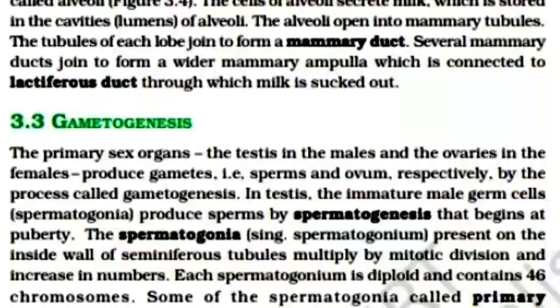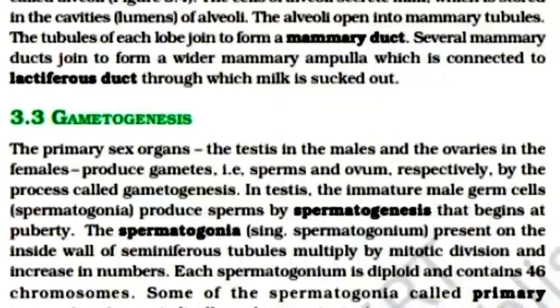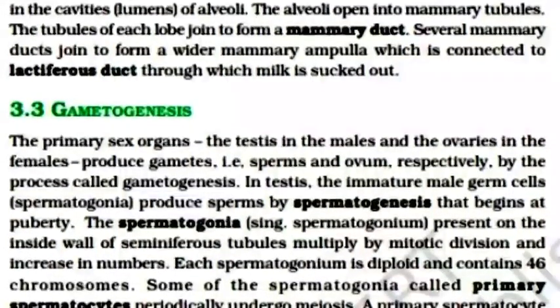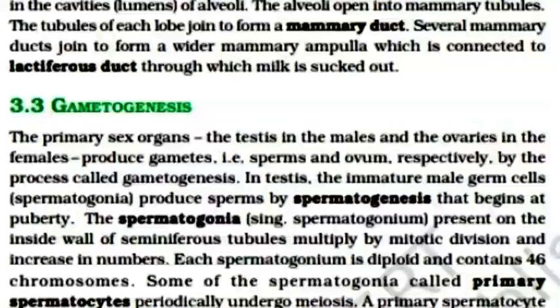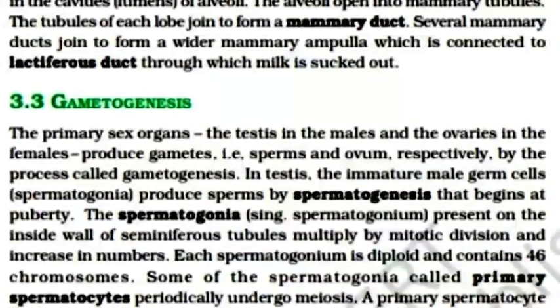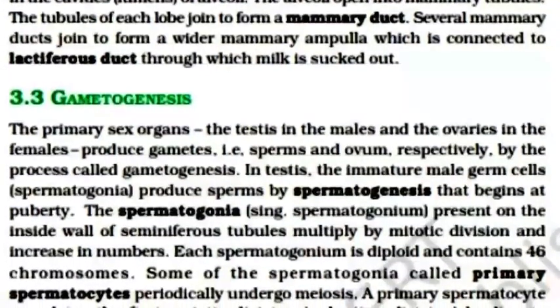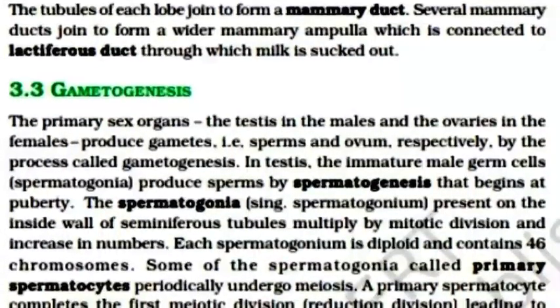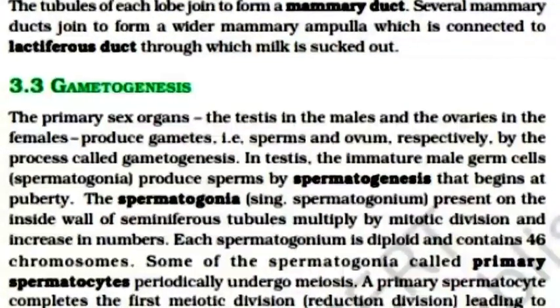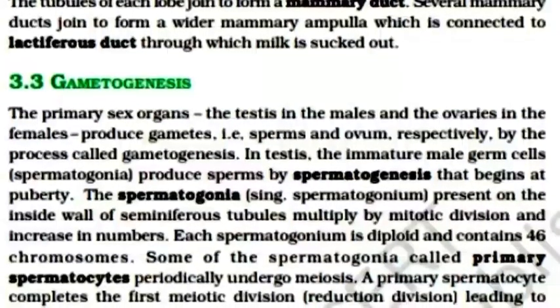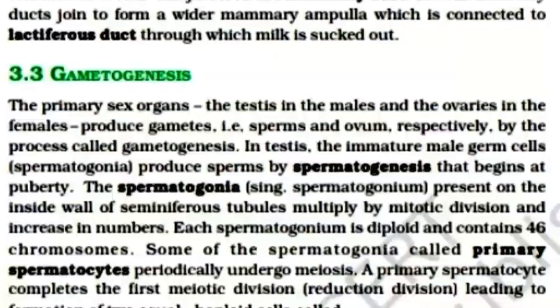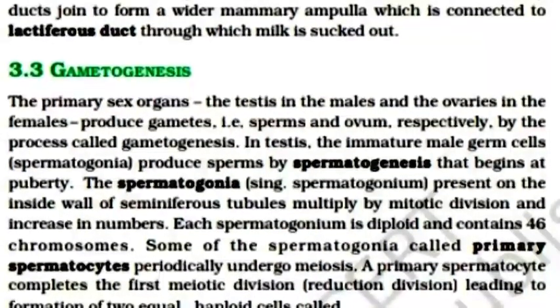Gametogenesis. The primary sex organs, the testes in the male and ovaries in the female, produce gametes, that is sperm and ovum respectively, by the process called gametogenesis. In testes, the immature male germ cells, spermatogonia, produce sperm by spermatogenesis that begins at puberty.